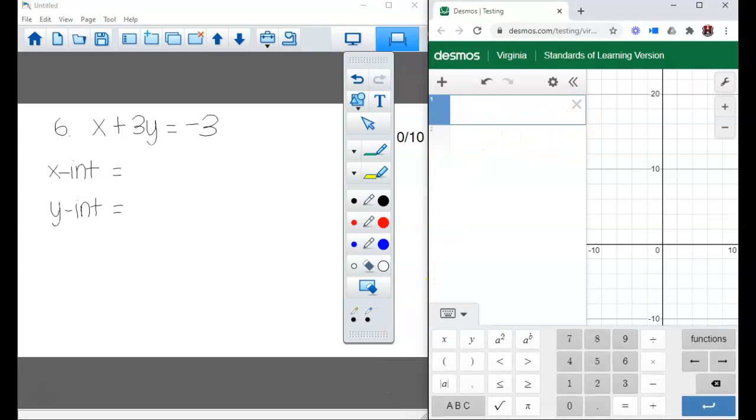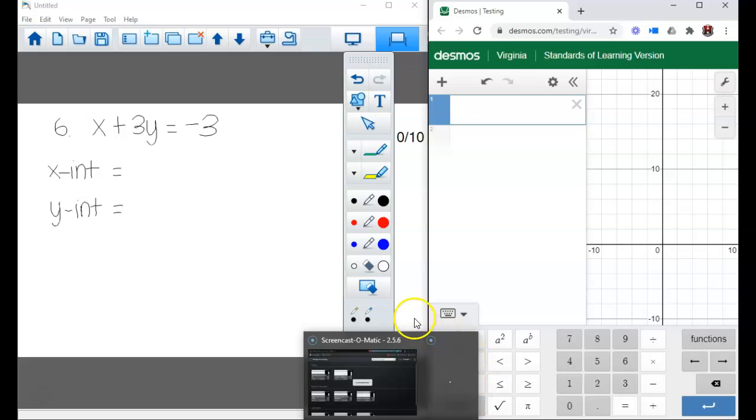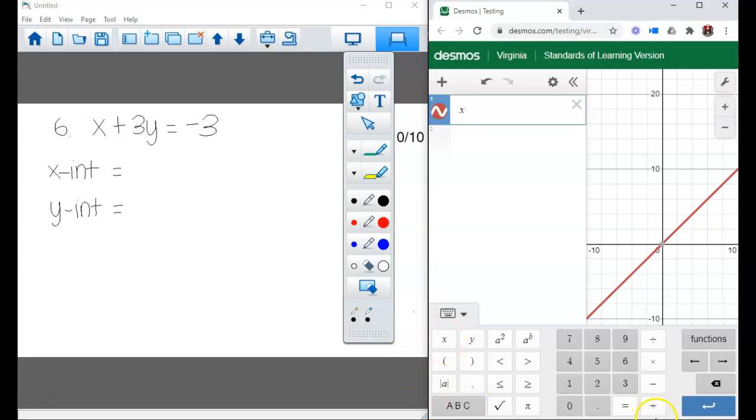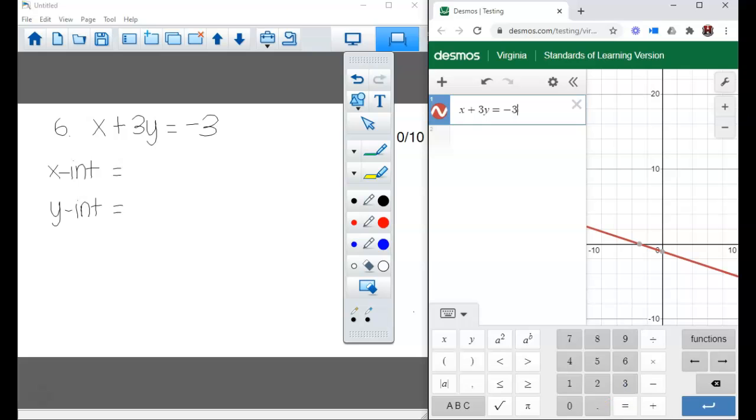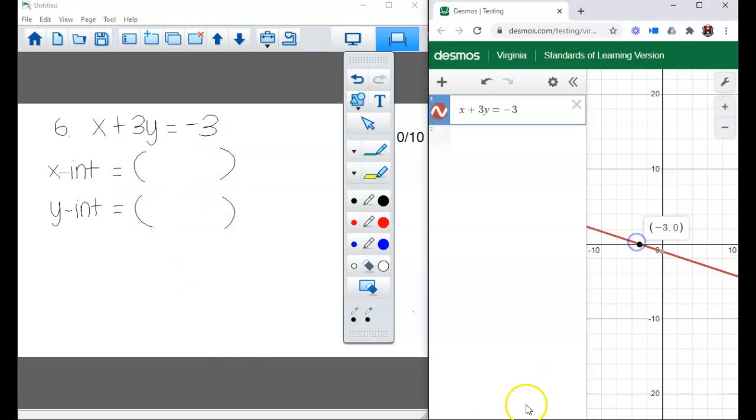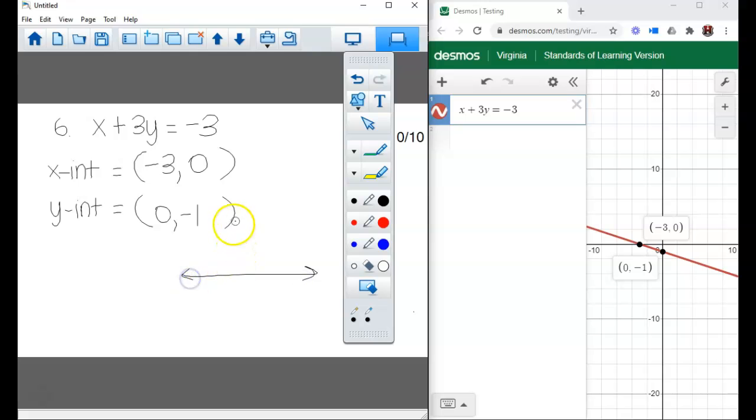Clear it out. Type in your new one. x plus 3y equals -3. Negative sloping line this time. First, we'll click on the x-axis. It crosses at -3, 0. Then we'll click on the y-axis. It crosses at 0, -1. And then with those 2 points, I can make a copy of this line on my paper. So -3, 0, and 0, -1.